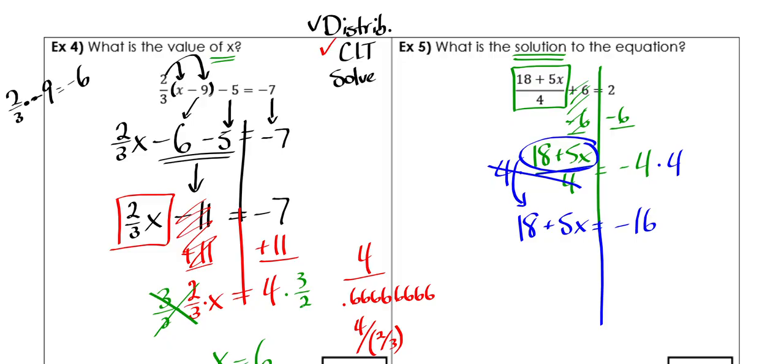Now we're down to a 2-step equation. So we have this +5x. I'm going to deal with that positive 18 as my next step. I'm going to subtract 18 from both sides.